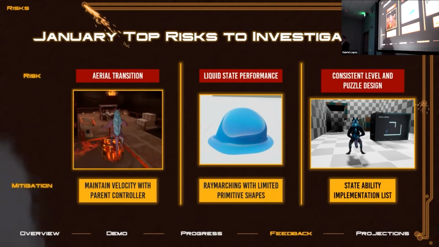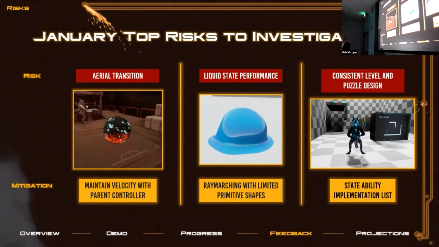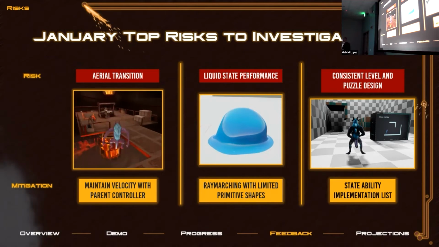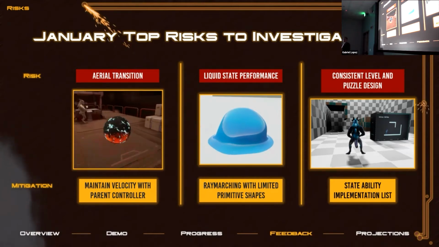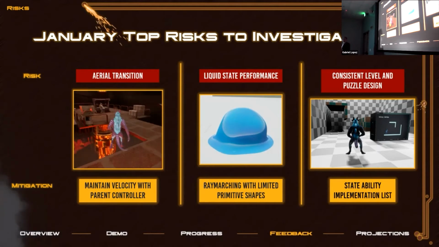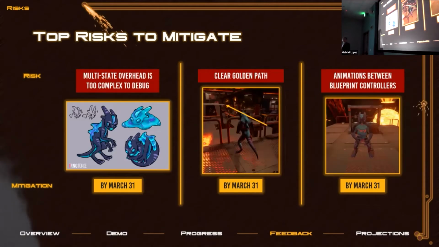And then finally, we have a lot of level designers, and we wanted to make sure that we were being pretty uniform with our state's abilities. So we have our state ability implementation list that we're using with our block meshing to make sure that our levels all feel consistent. Going forward, we have our 3 messes that we hope to mitigate by March 31st.